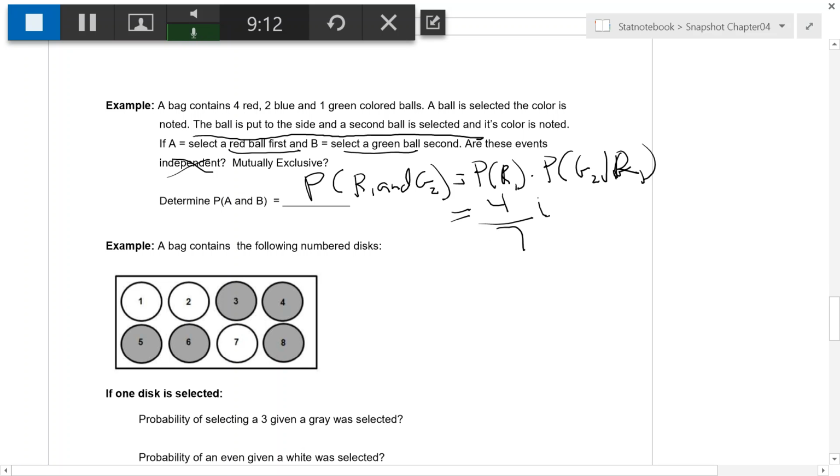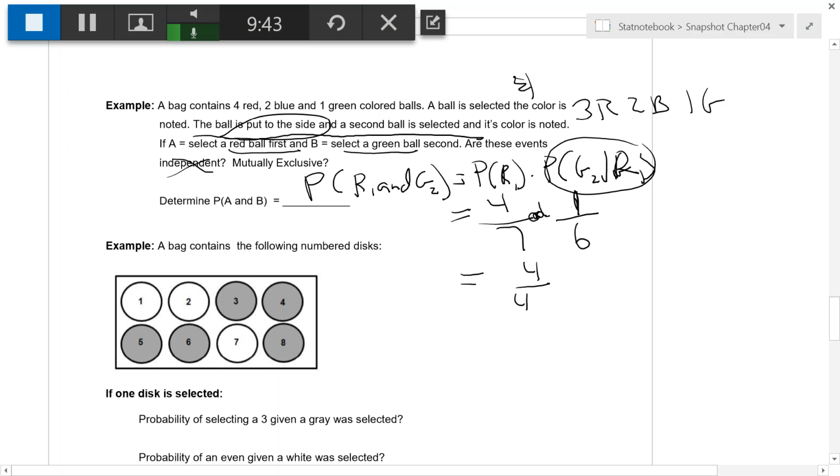The second one, we have a condition. That condition is we selected red first. The ball was not put back. My world looks like 3 red, 2 blue, and 1 green, right? That's my world now because the red ball was not put back. Well, in this world here, there's 1 way to get a green. There's 6 ways to get something. So, 4 over 42.